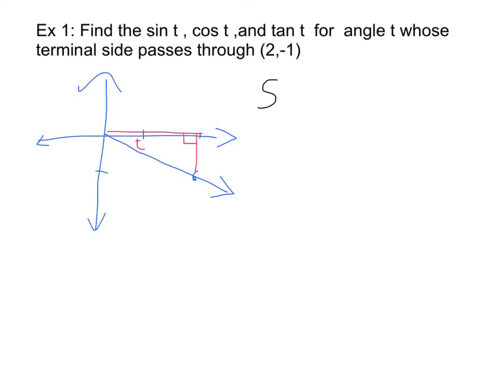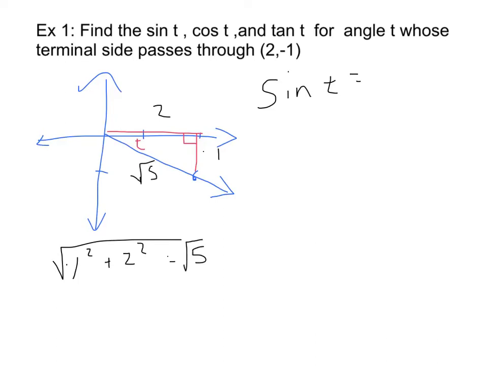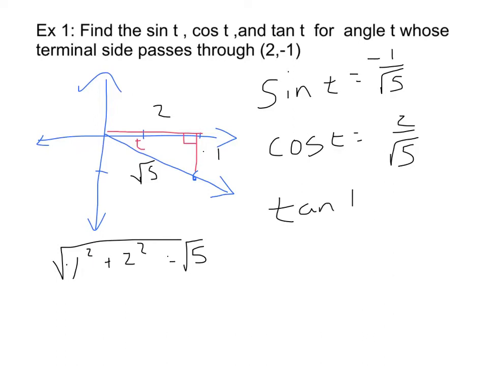To find the sine of t, I have y over hypotenuse. Well, this is -1, this is 2. We need to find this side. The Pythagorean theorem will help us here. (-1) squared plus 2 squared equals the square root of 5. So therefore the sine is -1 over root 5. The cosine is 2 over root 5. And the tangent is -1 over 2.